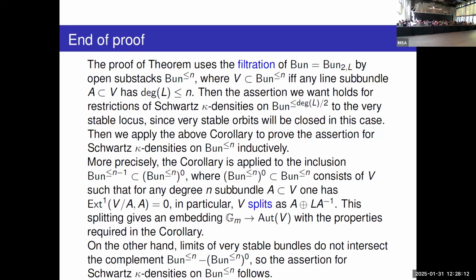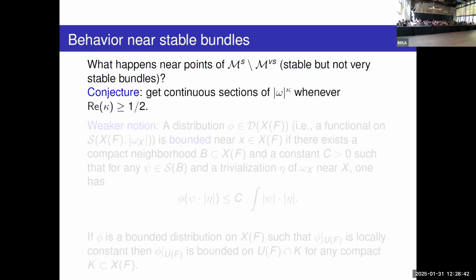On the other hand, it turns out that going from this intermediate substack to the bigger stack, degree less than or equal to n, is okay, because the limits of very stable bundles do not appear there at all. So when you increase your open subset in such a way that the closures of the orbits you're interested in do not intersect this complement, then actually the extension is automatic. So this is roughly how this result is proved.